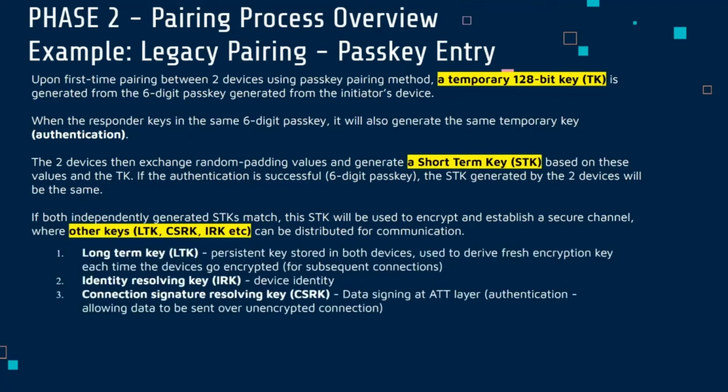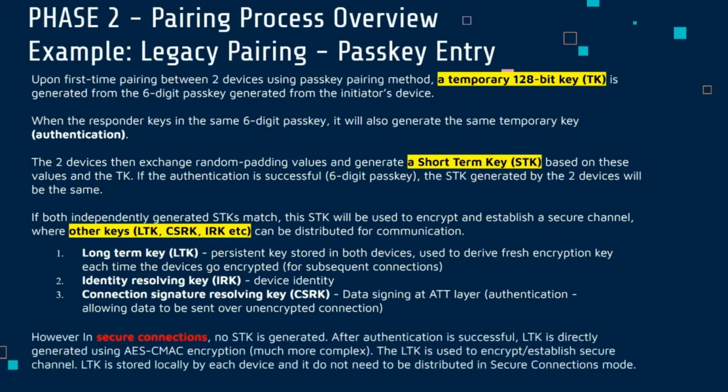Just to explain, the LTK here represents a long-term key. It represents a persistent key that is stored in both devices, and this key will be used for future encryptions. IRK represents the identity resolving key. It represents the device identity. CSRK represents the connection signature resolving key. It is used to sign data at the ATT layer, which is used as a form of authentication as well.